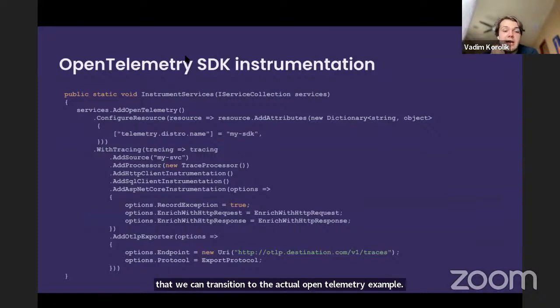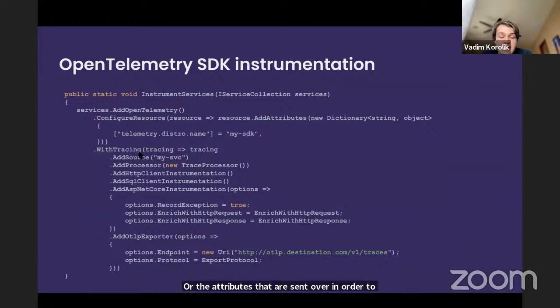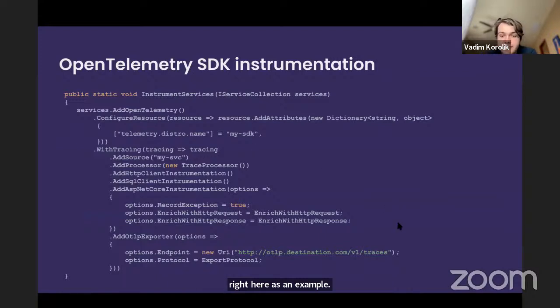So if you're trying to have a more custom setup where you need to control the types of instrumentations you achieve, or the attributes that are sent over in order to send more structured data, you can do that by setting up the OpenTelemetry SDKs at the code level, configuring the OTLP destination endpoint that I have right here as an example, and additional attributes that you might need. But this is quite a bit of code and can be a little bit overwhelming to configure, especially when you have to understand the OpenTelemetry destination, what the OpenTelemetry data looks like, and what attributes you might need to send over.